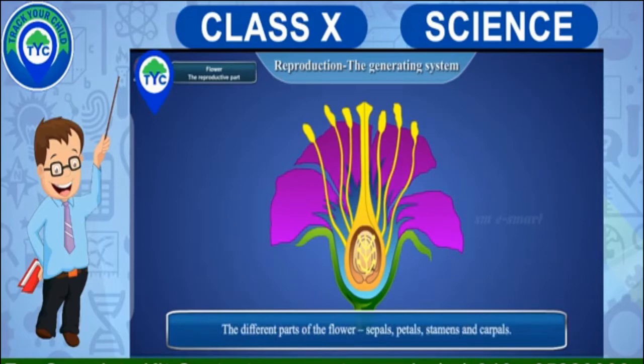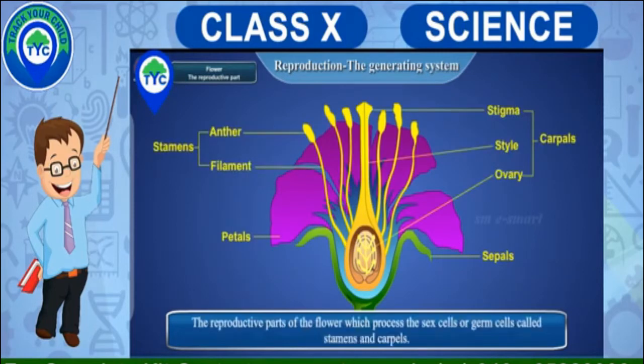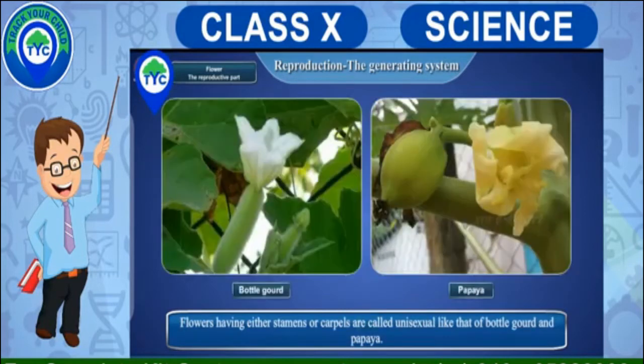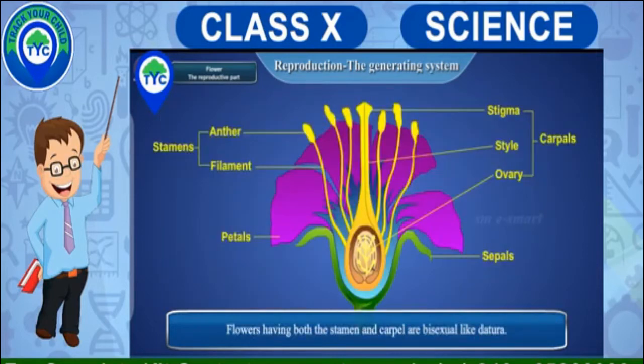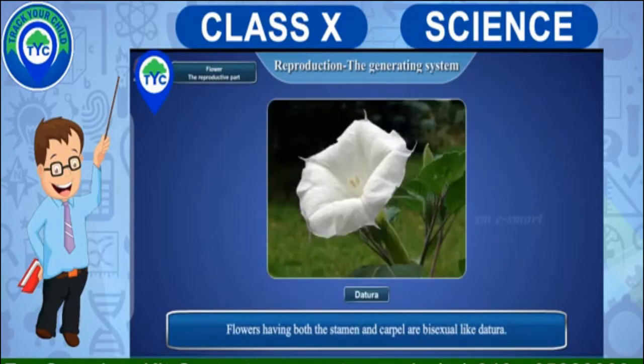The different parts of the flower are sepals, petals, stamens, and carpels. The reproductive parts of the flower, which produce the sex cells or germ cells, are called stamens and carpels. Flowers having either stamens or carpels are called unisexual, like that of bottle gourd and papaya. Flowers having both the stamen and carpel are bisexual, like datura.